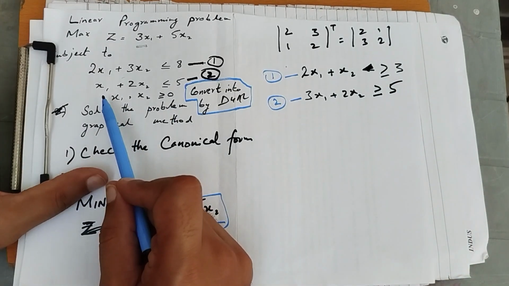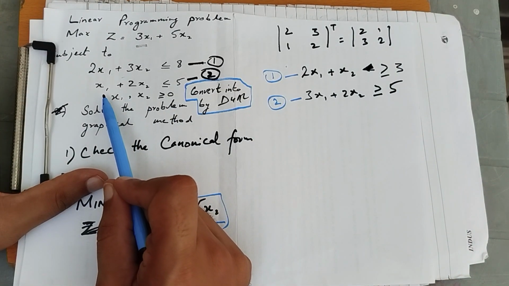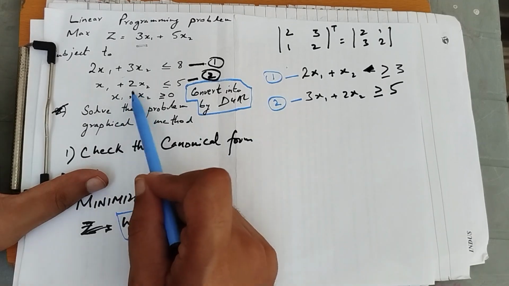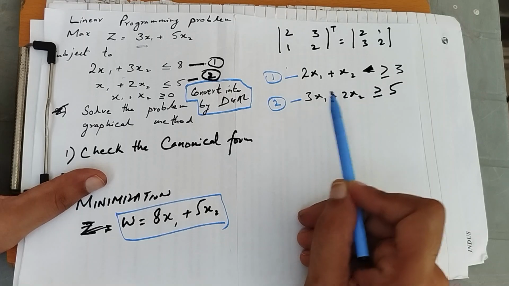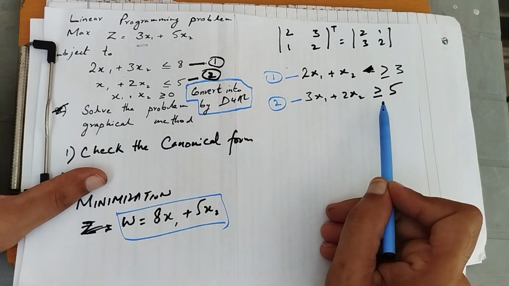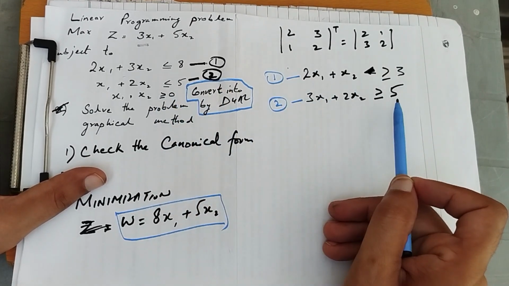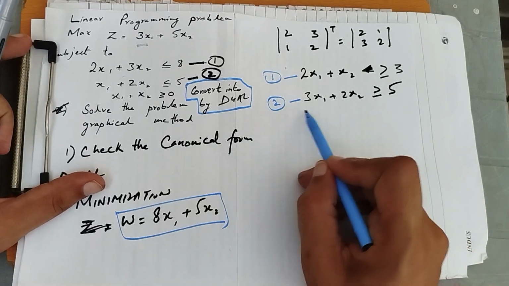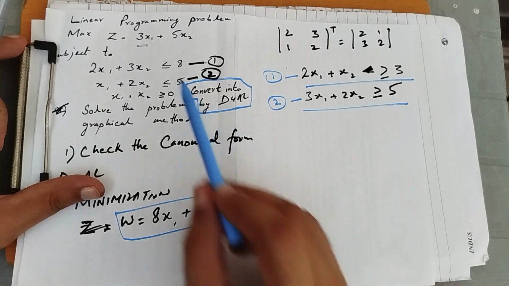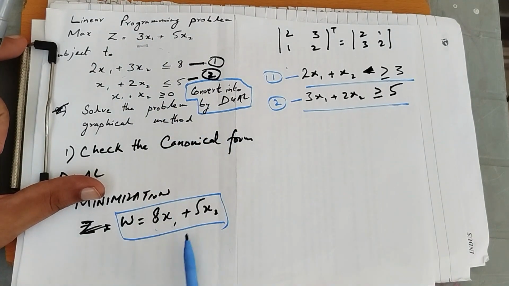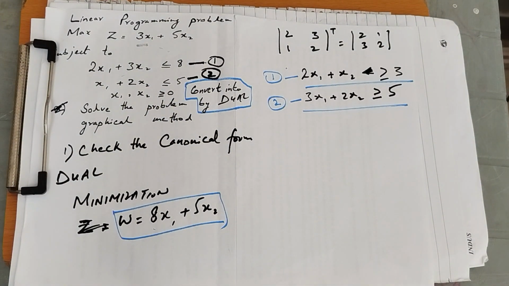And the second inequality is changed from x1 plus 2x2 into 3x1 plus 2x2. The less than inequality is changed to greater than, and the 5 is the same. So you see, these are the new ones. The objective function is changed from 3x1 plus 5x2 to 8x1 plus 5x2. So we are done with this.